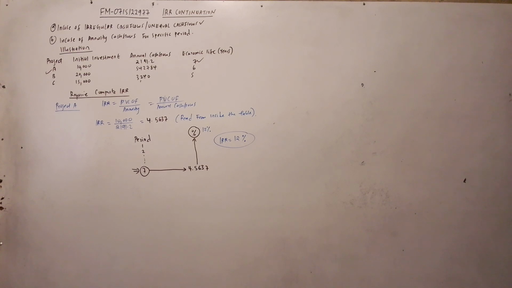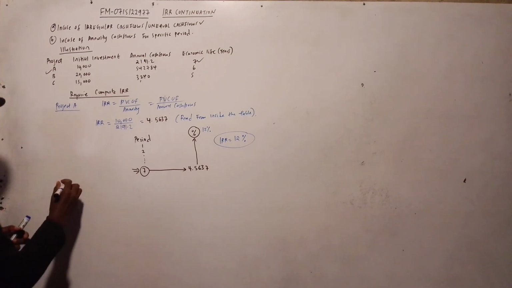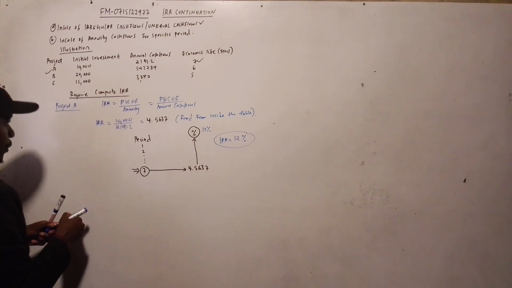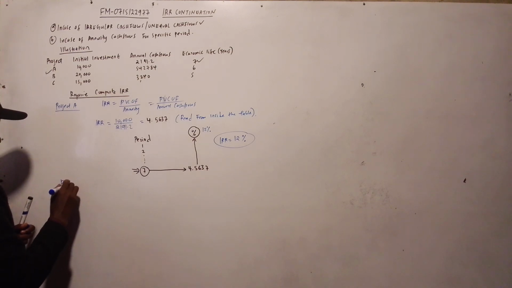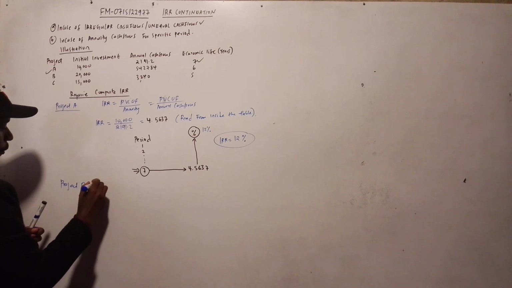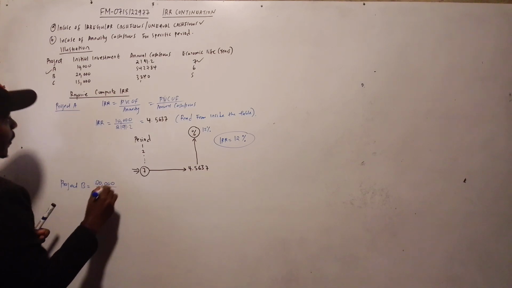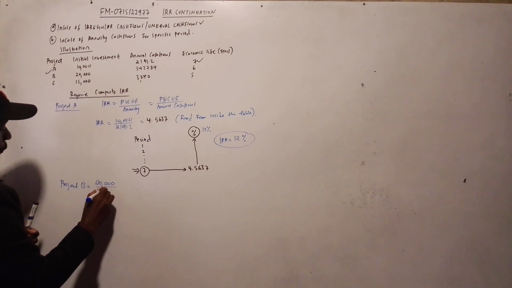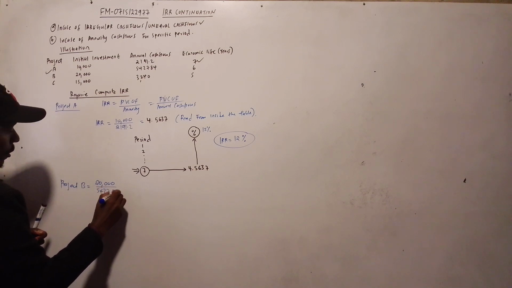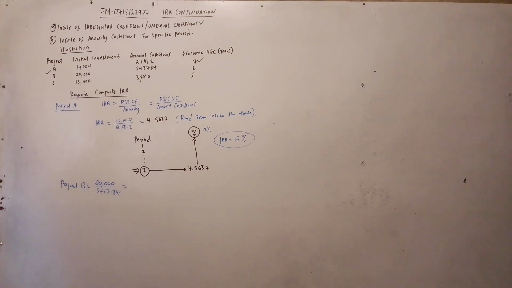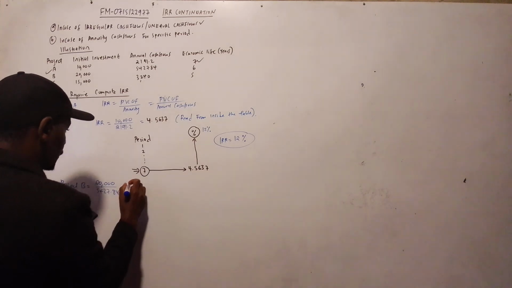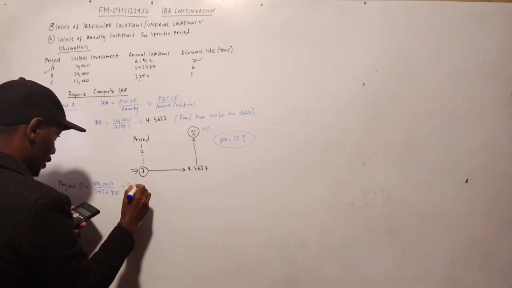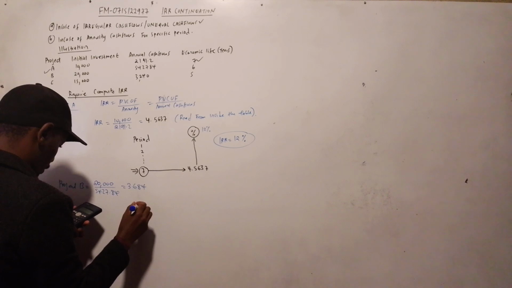Project B will be 20,000 divided by 5427.84. So we do that one. 20,000 divided by 5427.84, we get 3.6847.